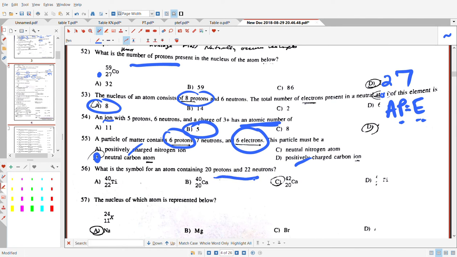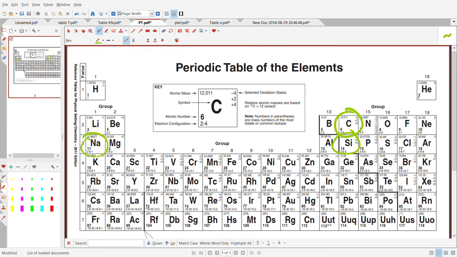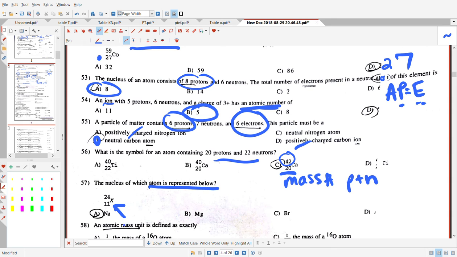Now, mass number is protons plus neutrons. So if you have 20 protons and 22 neutrons, the total mass is 42, and protons is the bottom number. Now, which atom is this? Well, the atomic number identifies the element, so we have to look up atomic number 11 here, and it's sodium right over here. So the answer is sodium.